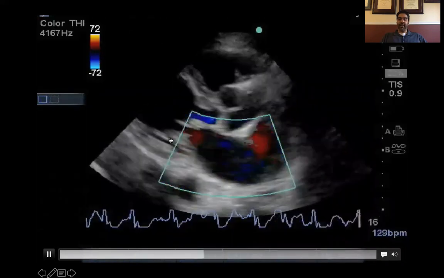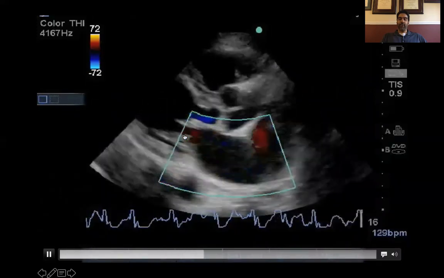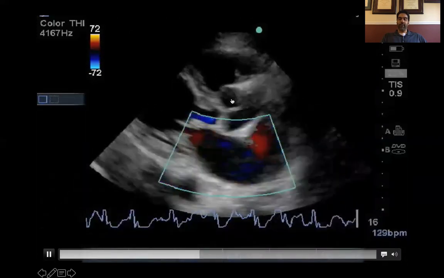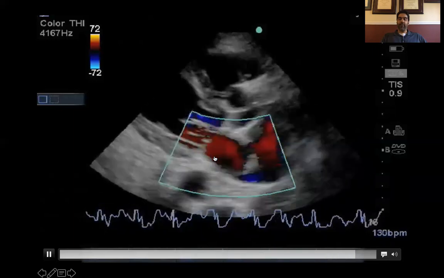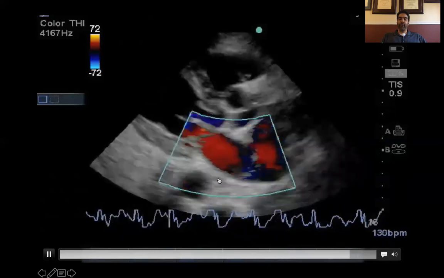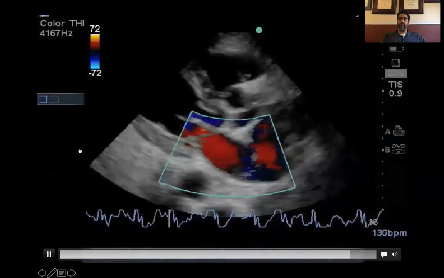And you can see here that in systole, when that mitral valve is closed, or when that aortic valve is open, there's a color jet shooting into the left atrium. And it's clearly filling more than 50% of the left atrium. So this is very concerning for severe mitral regurg.